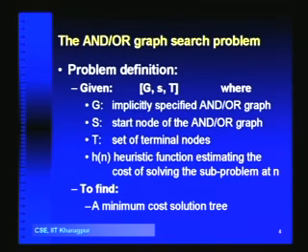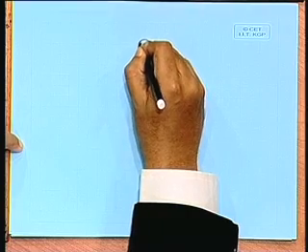So, this is the AND OR graph search problem. We are given an implicitly specified AND OR graph, where S is the start node of the AND OR graph, T is a set of terminal nodes, and H is a heuristic function that estimates the cost of solving the subproblem at n, and we are to find a minimum cost solution tree. Let me give an example first, and then we will go into the actual algorithm for doing this. While I give this example, I will also give you an outline of how we plan to solve such problems. So, first let us understand what we mean by an AND node and an OR node. So, suppose we start with a problem that we have to solve.